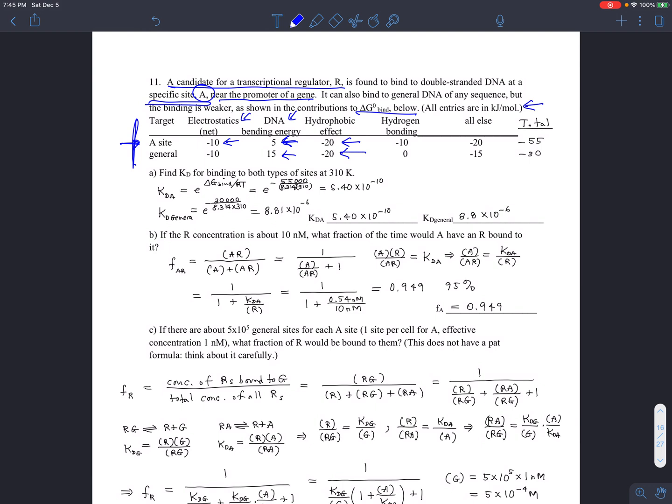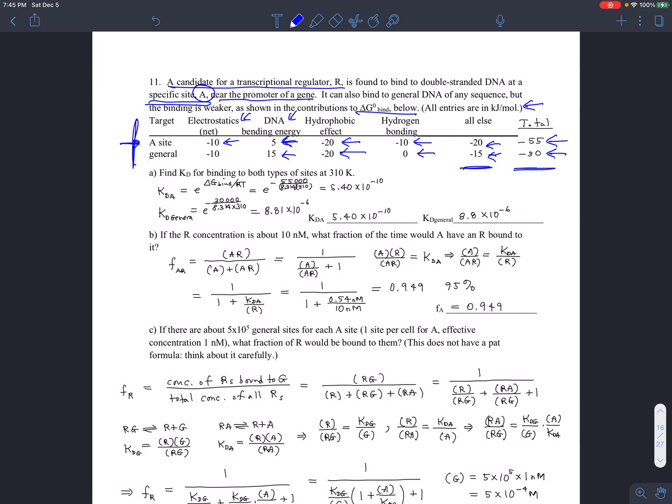So the protein presumably has a hydrophobic patch of some kind that gets covered up when it binds. There's hydrogen bonding, which does something like minus 10 net when you're binding at the A site, but doesn't do anything when you're binding at a generic site. And then there's a whole bunch of other contributions which amount to minus 20 and minus 15. The net result, the total of all those, is minus 55 for binding to the A site and minus 30 for binding anywhere else. Notice that the delta G's aren't terribly different, right?